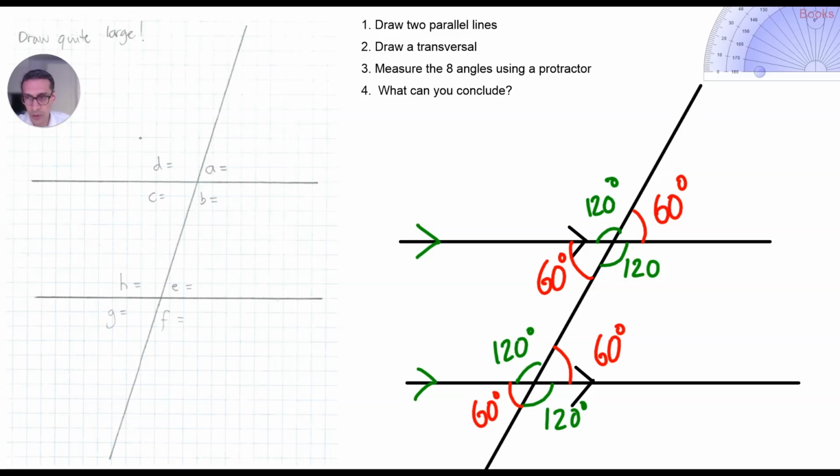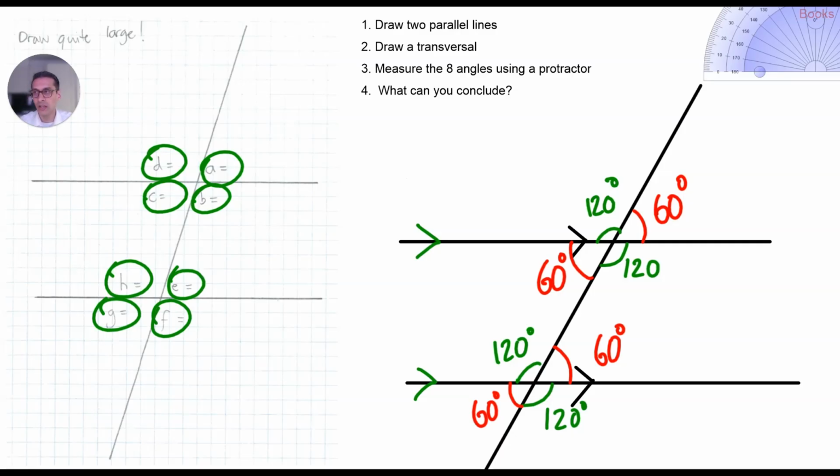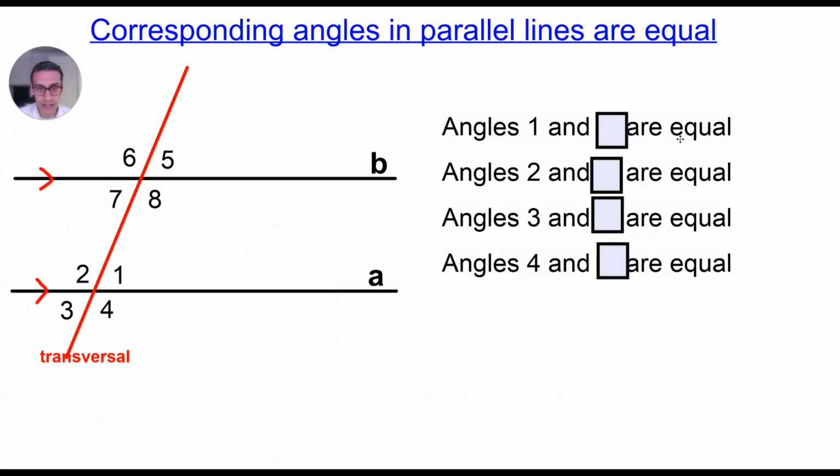Now, whichever way you've done your diagram, you're going to find A and E are equal. D and H are equal, C and G are equal, B and F are equal. And this leads us to a really important definition. We can say that corresponding angles in parallel lines are equal. We can see these two are parallel lines because you've got the symbol there. And if they are parallel, that means that the corresponding angles are equal.